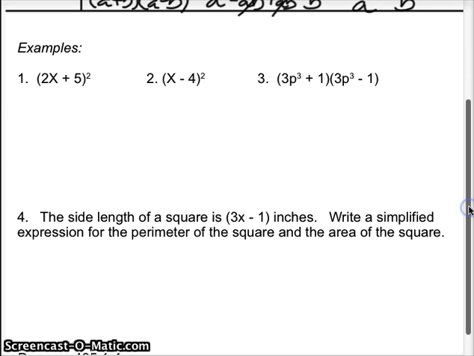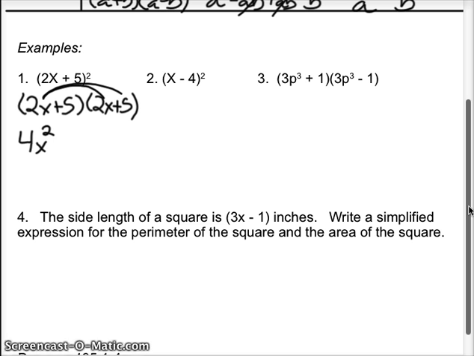Now, to actually use the FOIL method on these, again, what I want us to do is actually expand it out. Actually write out those two terms. And now I'm going to FOIL it. 2x times 2x for the first. 2 times 2 gives me 4. x times x is x squared. Oh, for outside, 2x times 5 gives me 10x. Inside, 5 times 2x gives me another 10x. Last, 5 times 5 gives me 25.